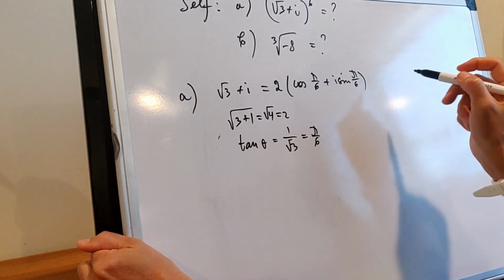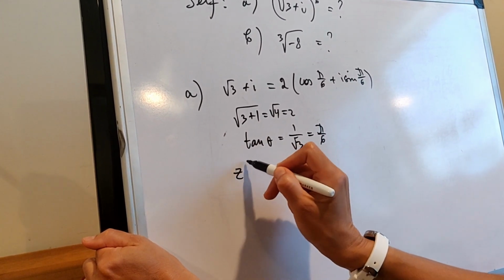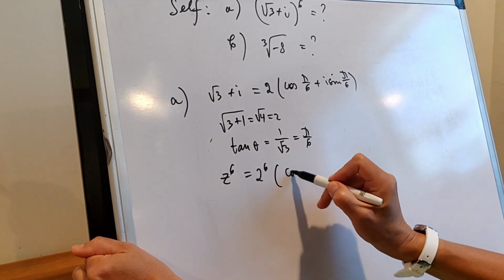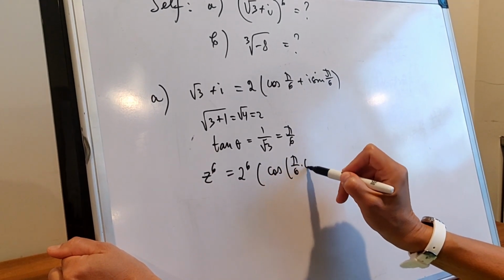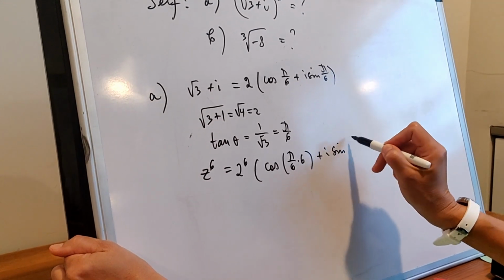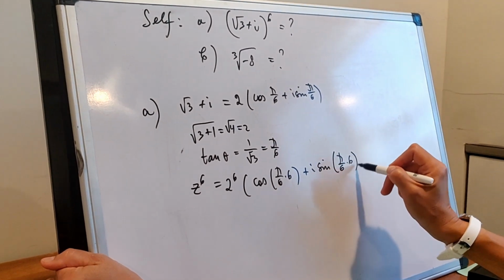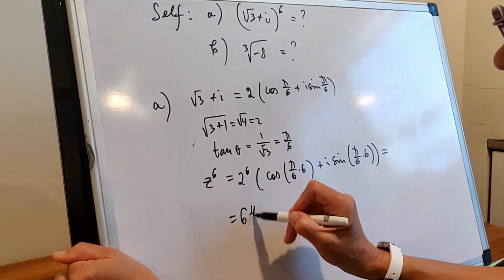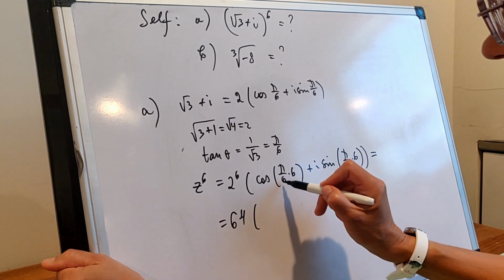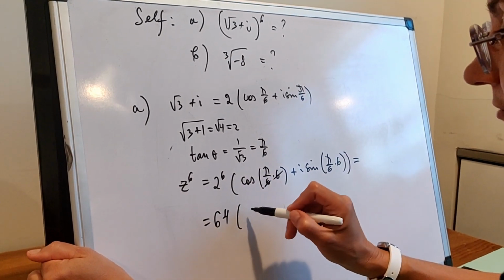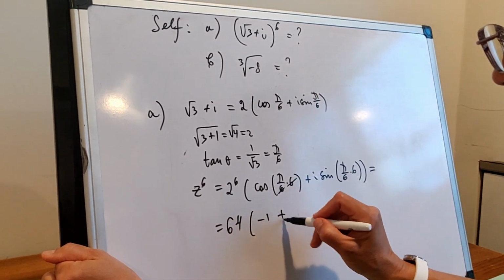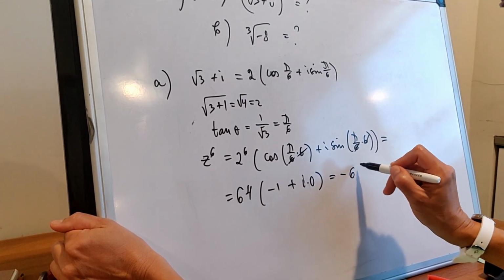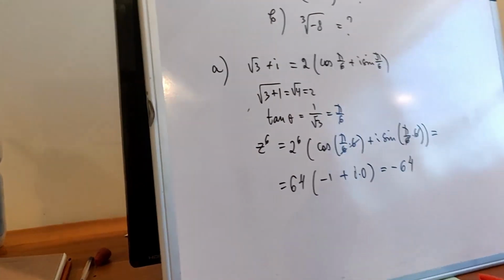Raising it to the power of 6 is going to give me z to the power of 6. I'll need to raise 2 to the power of 6, and the cosine of pi over 6 multiplied by 6 plus i sine of pi over 6 multiplied by 6. I'm going to simplify this expression. 2 to the power of 6 is 64. Now in the cosine, 6 and 6 cancel. What is cosine of pi? It's negative 1, right? And the sine of pi is going to be 0. So my number is negative 64. And that's my final answer for question A.